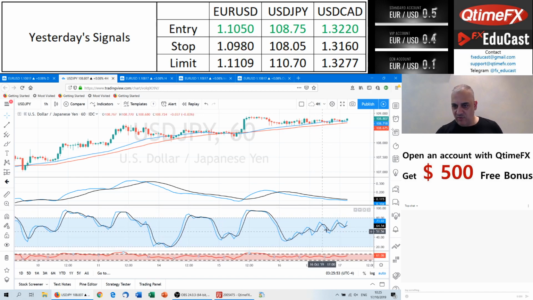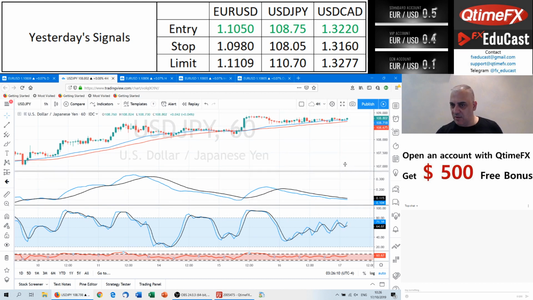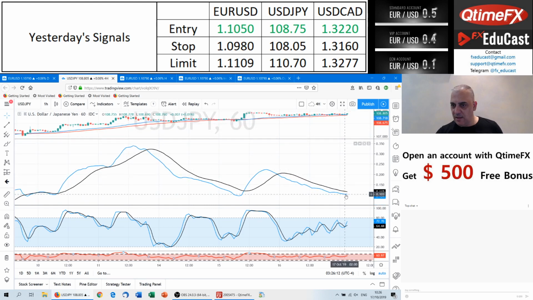Stochastics, of course, we're not overbought or oversold here, but the lines are pointing to the upside, and the fast is crossing above the slow, so that is also another sign of an uptrend. The MACD is not giving us any clear signal yet. If the MACD itself crosses the signal line in the next few hours, that will be good for a long position.